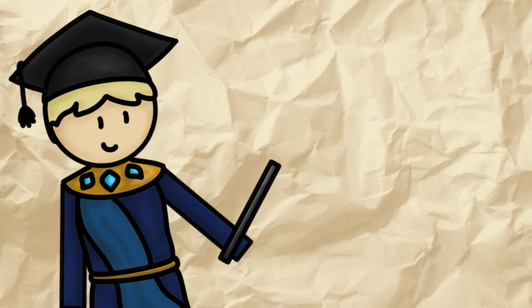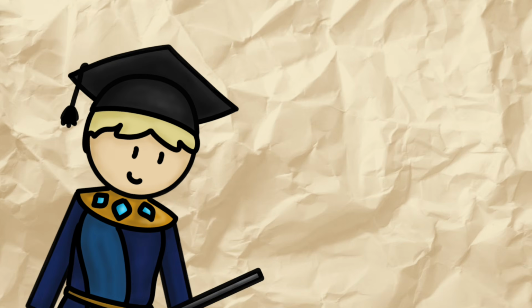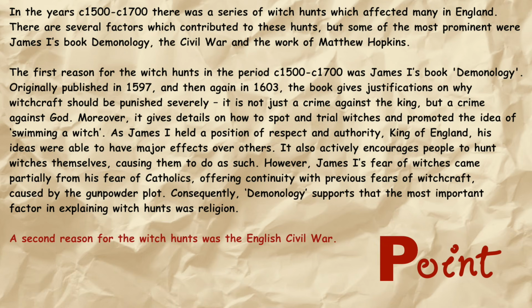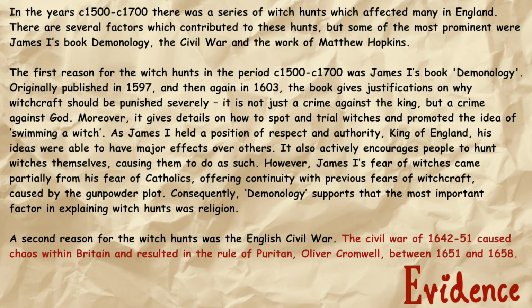Then we repeat this process again for our second paragraph, which is on the English Civil War. A second reason for the witch hunts was the English Civil War. Point. The Civil War of 1642 to 51 caused chaos within Britain and resulted in the rule of Puritan Oliver Cromwell between 1651 and 1658.